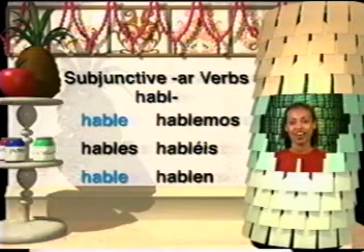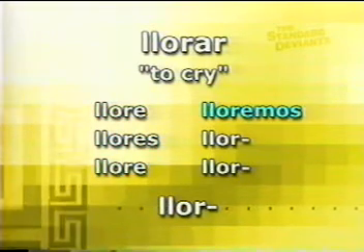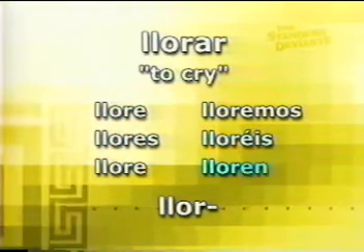Let's look at a couple more AR examples. Let's conjugate the verb llorar, which means to cry, in the subjunctive. First, we put llorar in its yo form, which is lloro. Then we chop off the O. And lastly, all we have to do is add the subjunctive AR endings. Llore, llores, llore, lloremos, lloréis, lloren.